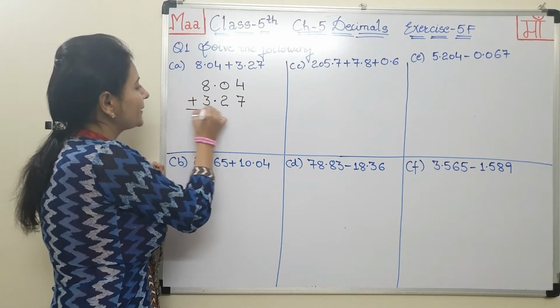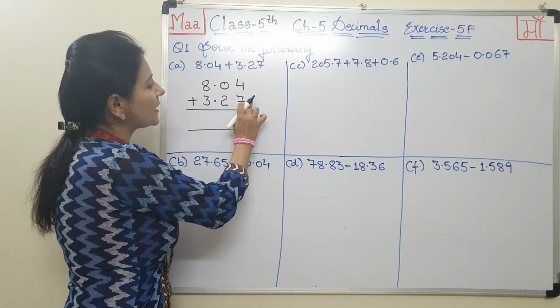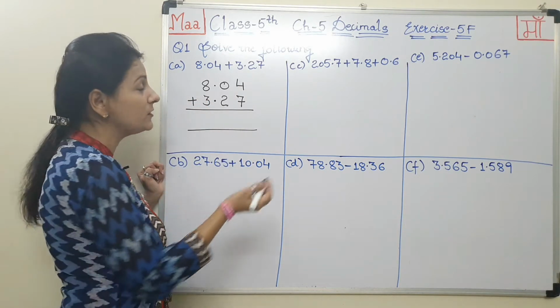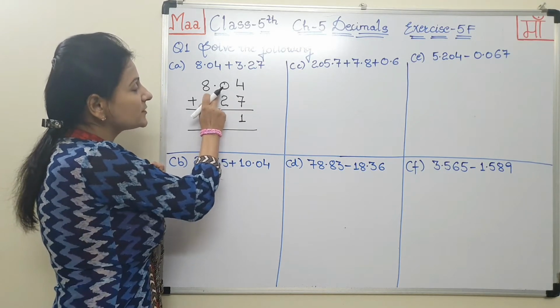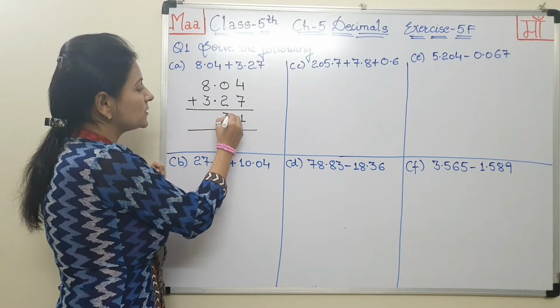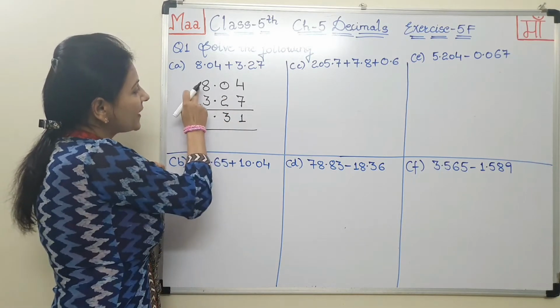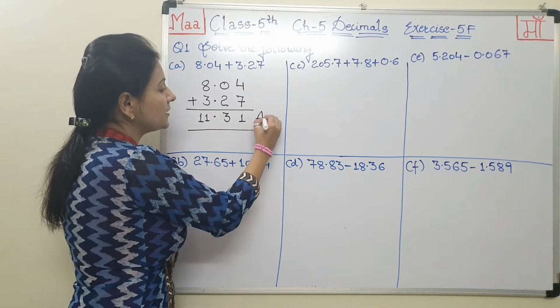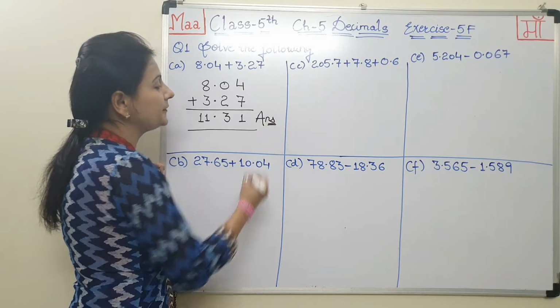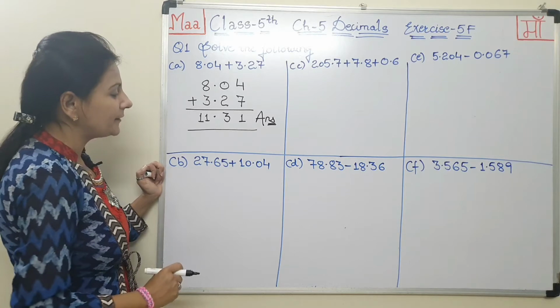Now we will be adding these two decimal numbers. So see, 7 plus 4 is equal to 11. So keep 1 in mind and 1 down. Then 2 plus 0 is 2, plus 1 is equal to 3, point. Then 8 plus 3 is equal to 11. So 11.31 is the answer of part A. Let us move on to part B.